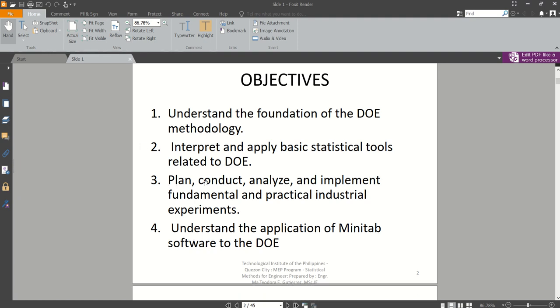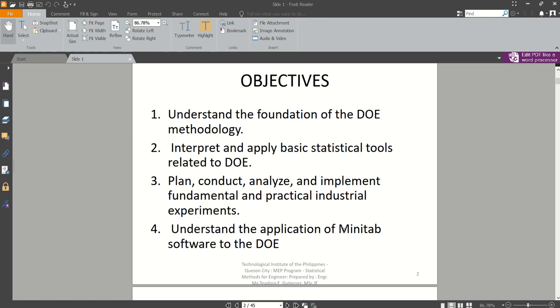Number 3, the objective for this topic is for you to know how to plan, conduct, and analyze, as well as to implement fundamental and practical industrial experiments. For example, if you're going to develop a certain kind of material, you can use DOE. And lastly, this topic will teach you how to understand the application of Minitab. There are many kinds of statistical analysis software used, but for this lesson, we're going to try how to use Minitab.